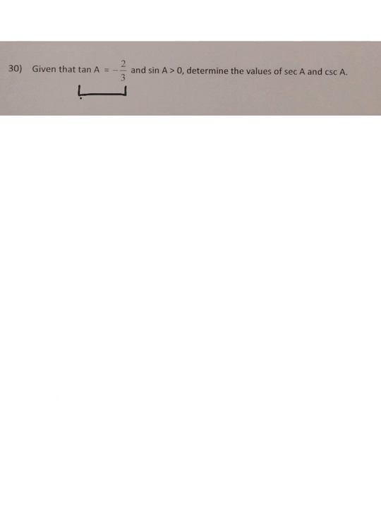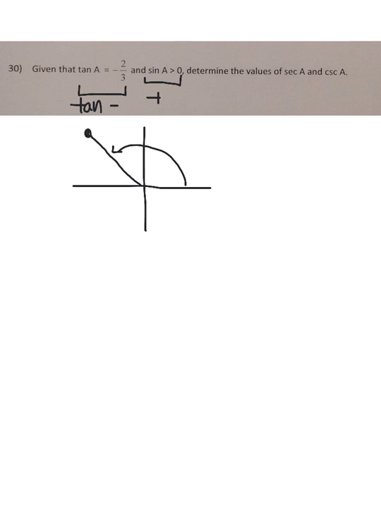Tangent here, they tell you is negative, and here they tell you that sine is essentially positive, right? So then the quadrant where sine is positive but tangent is negative is the second quadrant. So I know that my angle will come around like this, right? From the terminal side, I drop to the x-axis, and I know that my reference angle will always be between that terminal side and the x-axis right there.